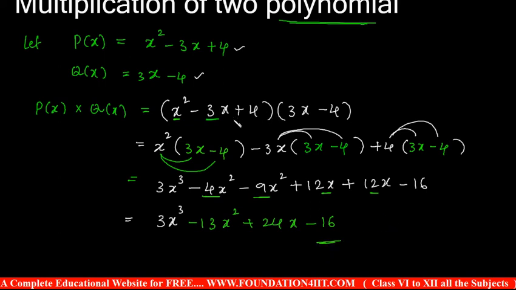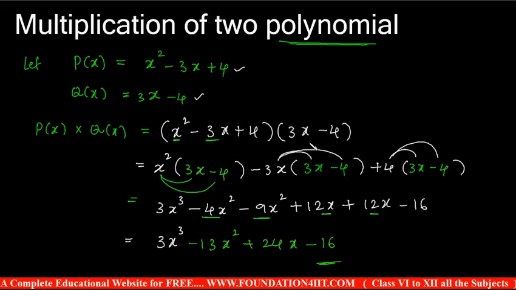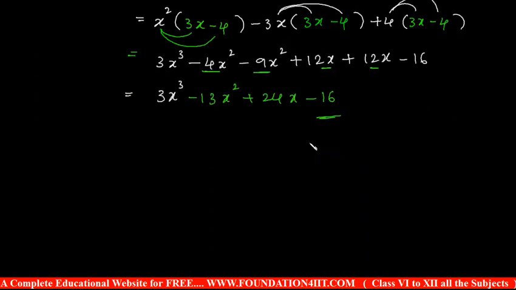If any number of terms is given in any expression, we can follow the same process. Let me show you one more example with three polynomials. Not only 2, we can multiply 3 also. Let's take 2x minus 3, x plus 4, and 3x minus 1. These three are binomials that I need to multiply.